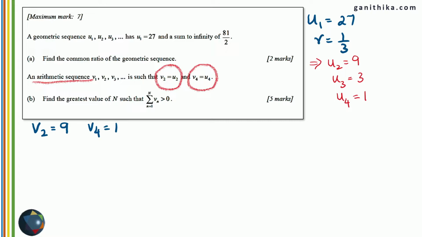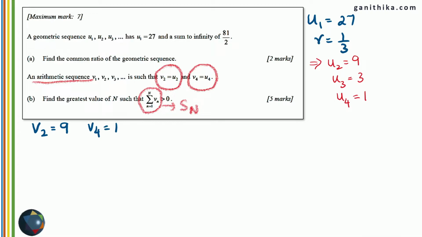Let's read the question now. Find the greatest value of n such that this summation is greater than 0. What is this? Sigma n equal to 1 to capital N of Vn, which is nothing but the sum to capital N terms of the arithmetic sequence. So this has to be positive. In that case, what is the greatest value of n?